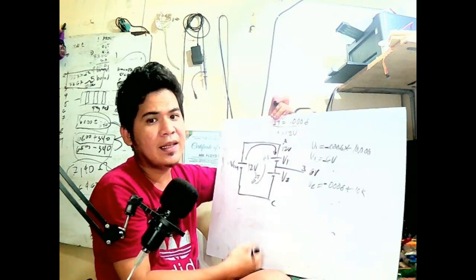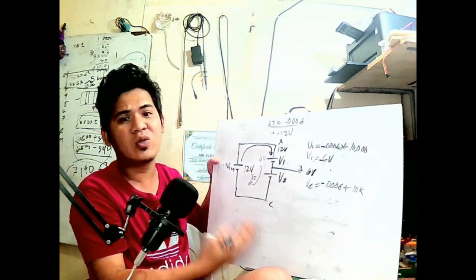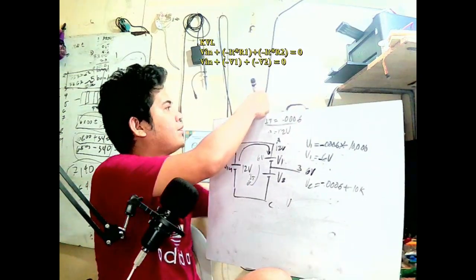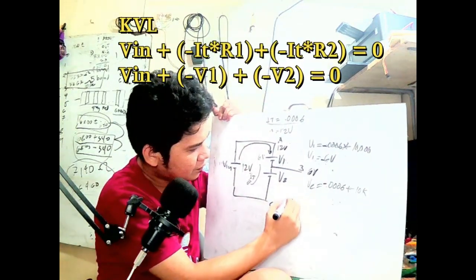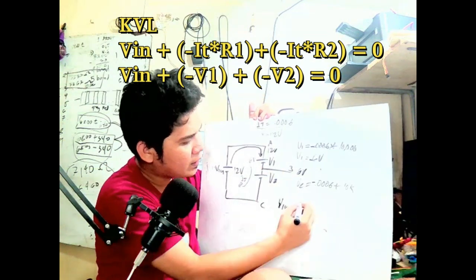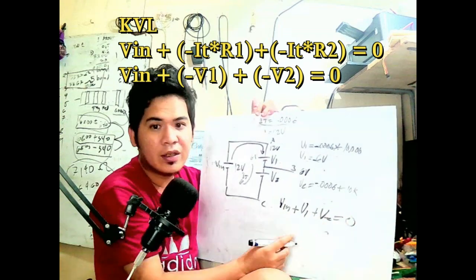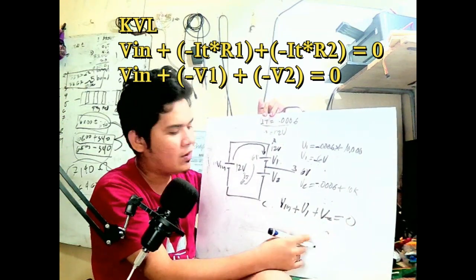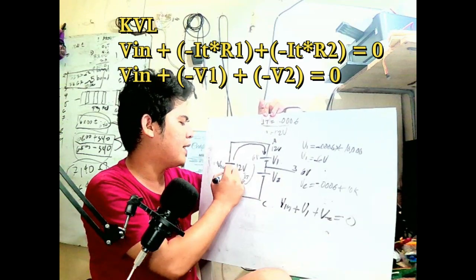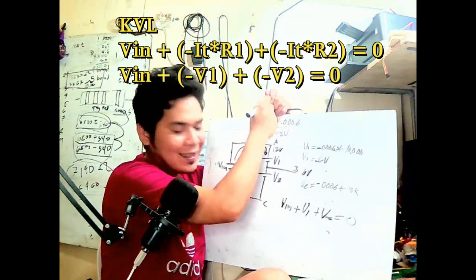Yung ating KVL, sinasabi doon na the sum of all voltage flowing in a loop must be equal to 0. So, we have a Bn na 12 volts. So we have Bn plus B1 plus B2 is equals to 0. Right? That's KVL. Okay? So, substitute natin yung mga value natin. Yung Bn natin is positive, since siya yung nagbibigay ng energy. That's why positive siya. Okay?